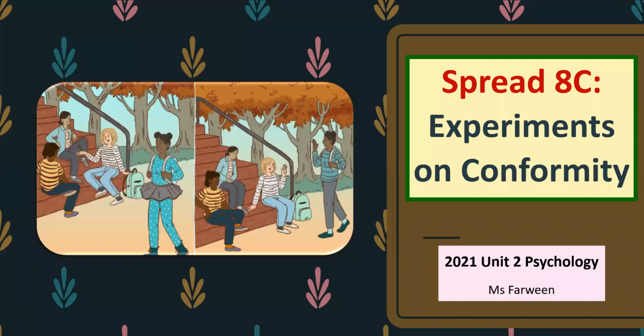So today we are starting with spread 8C, and 8C looks at this concept of conformity. So we're going to learn about what conformity is. We're going to look at a key experiment that was conducted about conformity, and we are also going to look at the factors that influence why people conform or why conformity happens in society.